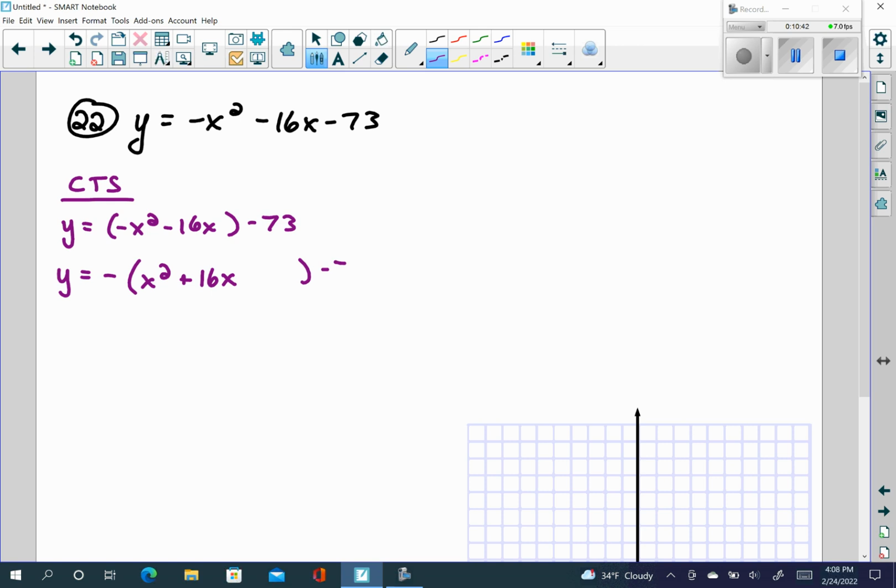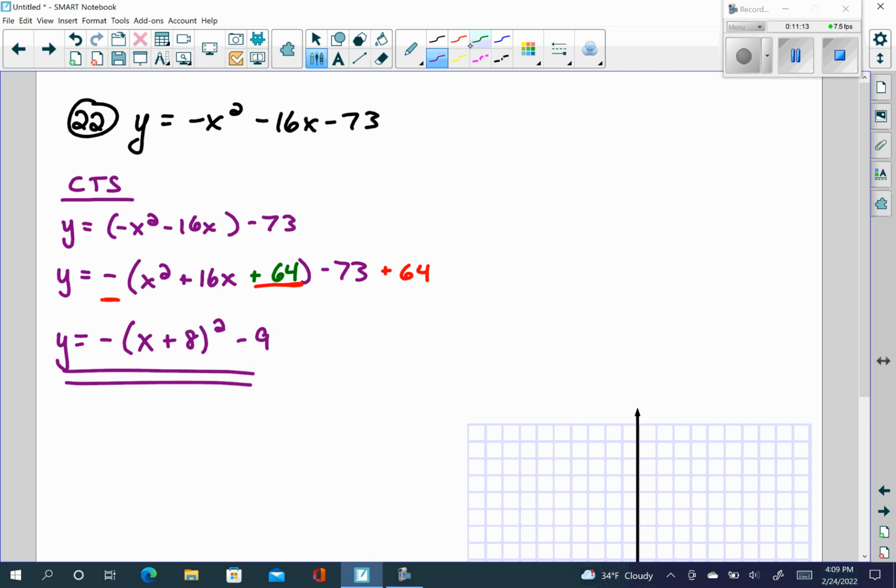Leave some space. What are we going to add to both sides, or within the parentheses rather? Half of 16 is 8. 8 squared is 64. But we really added a negative 64. So that means I need to just add a 64 here. So now this becomes y is equal to really a negative 1 times the quantity of x plus 8 squared. And negative 73 plus 64 is a negative 9. So there's the vertex form by completing the square.